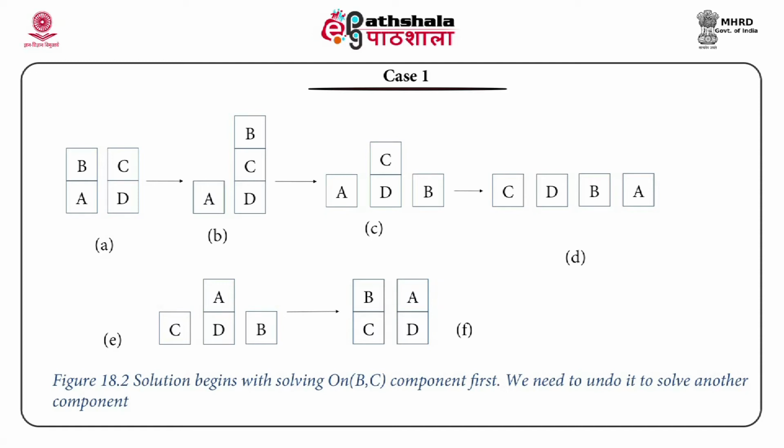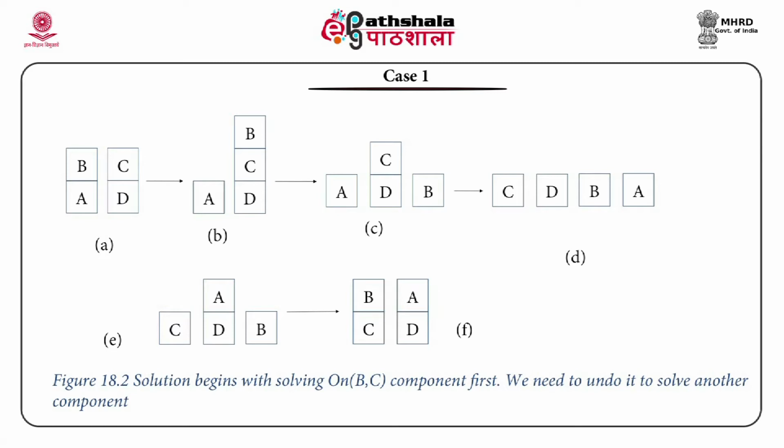Now we assume these 2 are independent goal components, and we are solving one after the other, and let us see what the problem is. If I try to solve the first one, that is shown as case 1. You can see that B is placed on top of C. Once you do that, BC is achieved. We want B over C, so that is achieved.